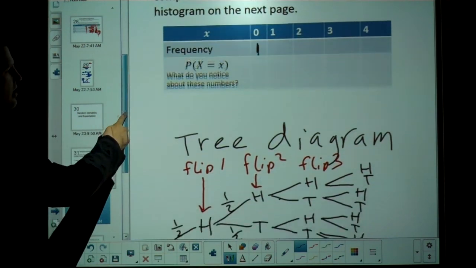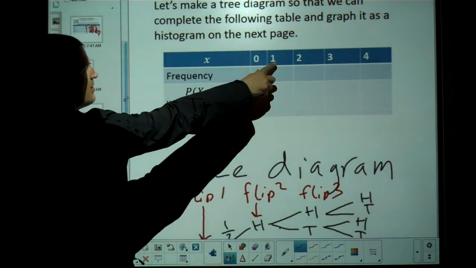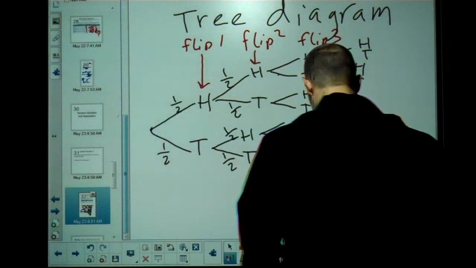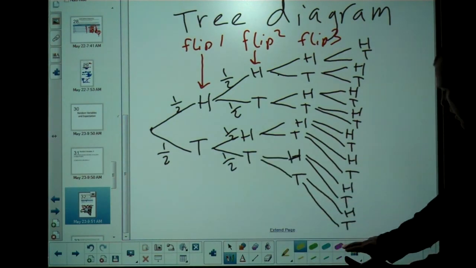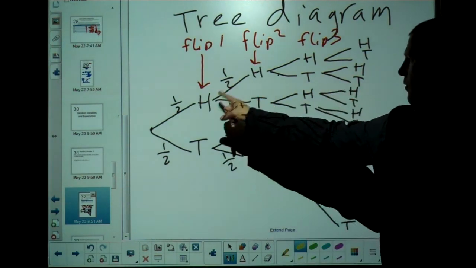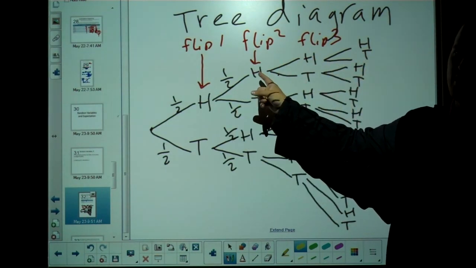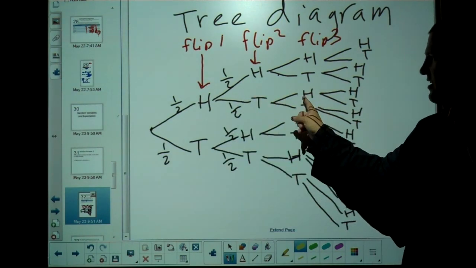Okay, let's go down again. Now I want to look for all the branches where heads occurs one time. And so I'm just going to start tracing through the branches and see what happens. So I'm going to use a highlighter so we can highlight these as we go. If I look at the top one, I have heads 1, 2, 3, 4 times. Okay, that's obviously not it. Next branch. Heads, heads. Okay, that's out. We've already got 2 heads. Heads, tails, heads. Okay, that's out.